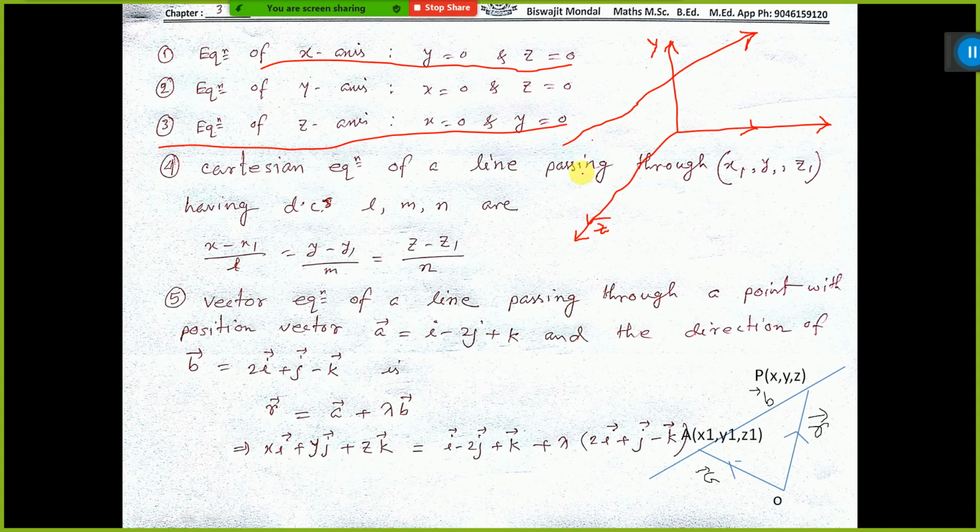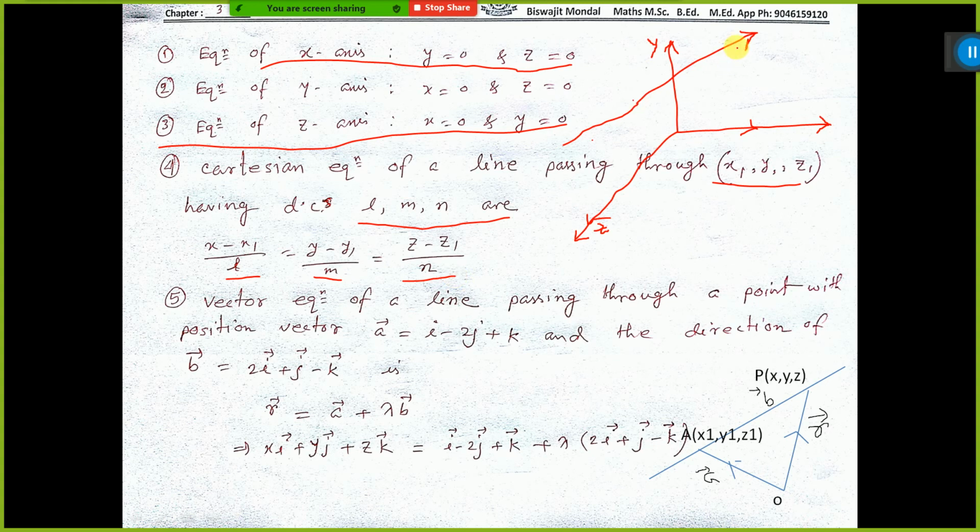Then the Cartesian equation of a line passing through the point x1, y1, z1 having direction cosines. Actually it can be direction ratio also. If direction cosines l, m, n are given, or if direction ratios a1, b1, c1 are given, then the straight line can be written. The equation will be (x minus x1) by l is equal to (y minus y1) by m is equal to (z minus z1) by n, where l, m, n are the direction cosines or direction ratios.